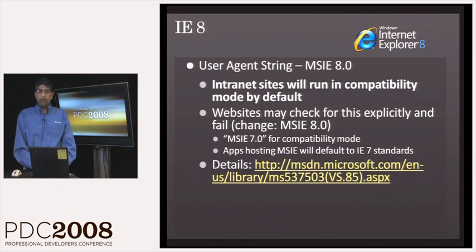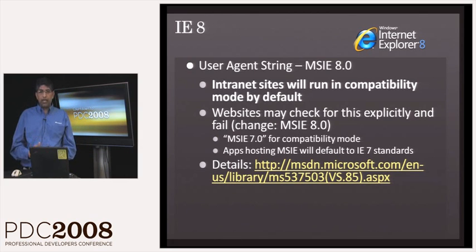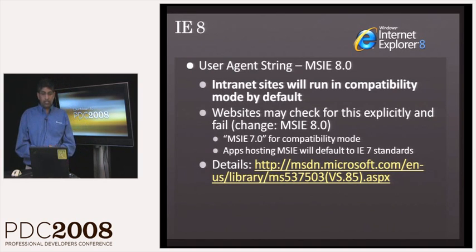However, IE 8 comes with its own compatibility mode, which is the IE 7 mode. So what does that mean? By default, all internet sites will run in a compatibility mode. So they will automatically get the IE 7 standards. Applications that explicitly check for MSIE 7.0 and fail might actually behave differently and may not render properly because of this problem. However, the compatibility mode will help users get around it. There are a lot of interesting details around IE 7 that will help you mitigate this problem.